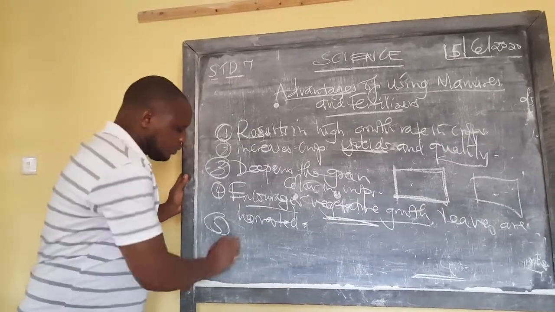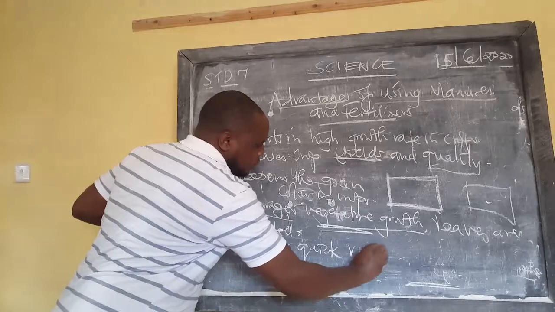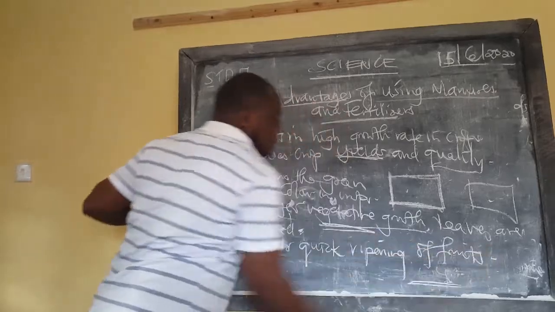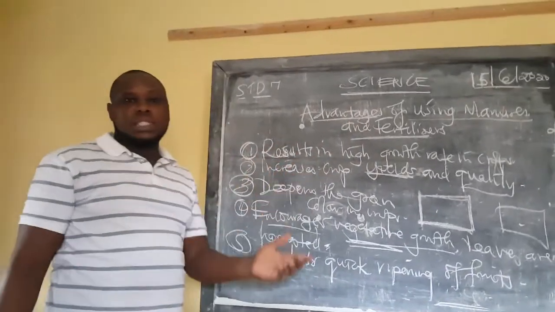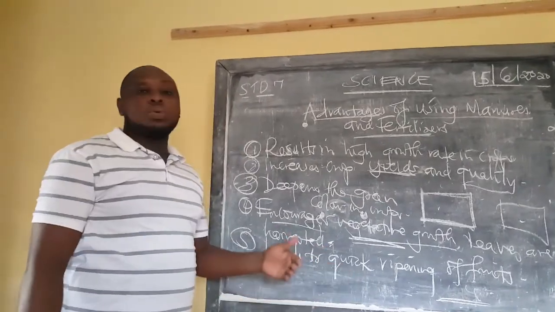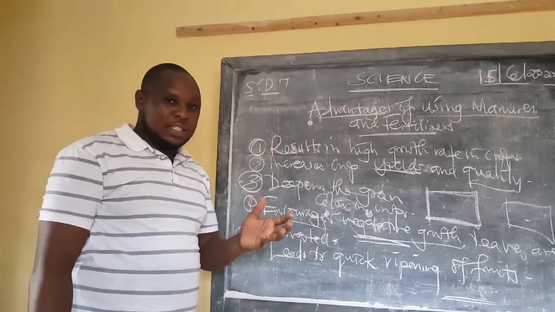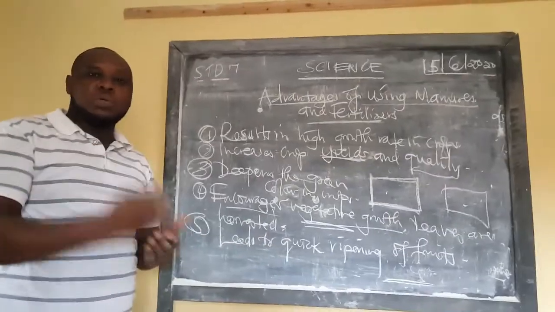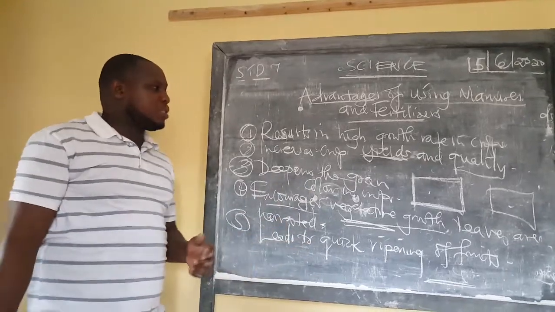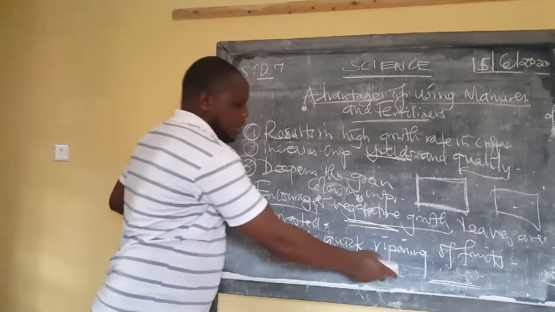Number 5, leads to quick ripening of fruits. I know we discussed some macronutrients like sulfur. Look at the sulfur, what it does. Sulfur and other types of nutrients lead to fast ripening of crops. If you want your fruits to ripen very fast, you apply sulfur. After they grow to maturity, you apply sulfur and they just ripen very fast, and you can be able to sell them in the market. So some of these inorganic fertilizers, their work is to ripen the fruits.